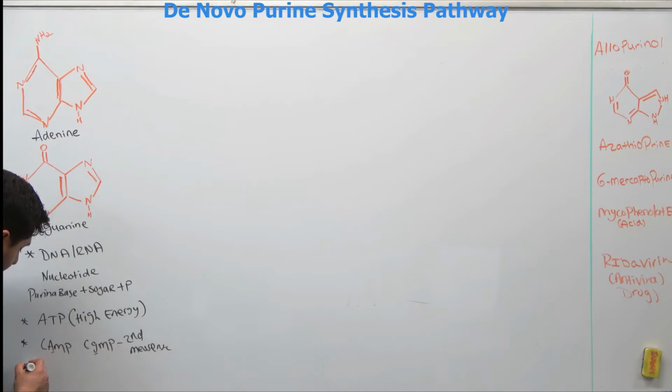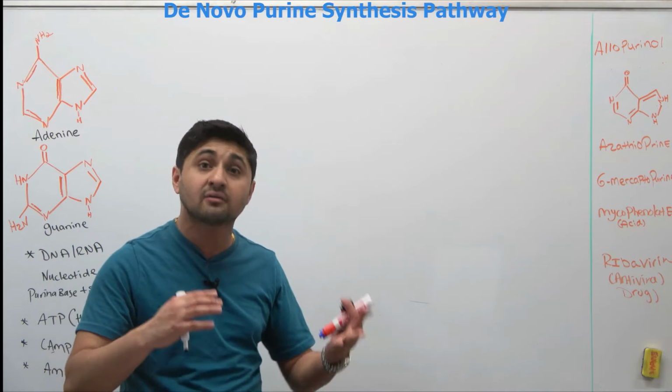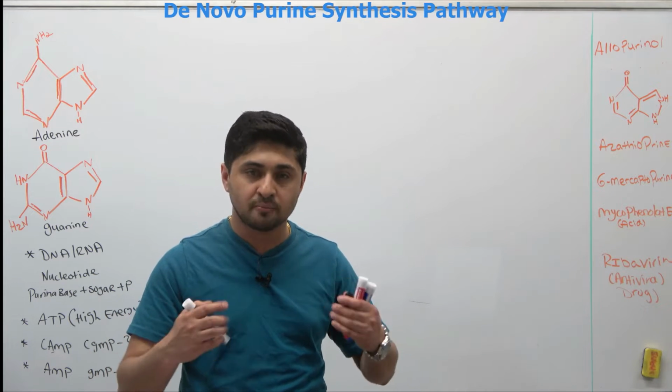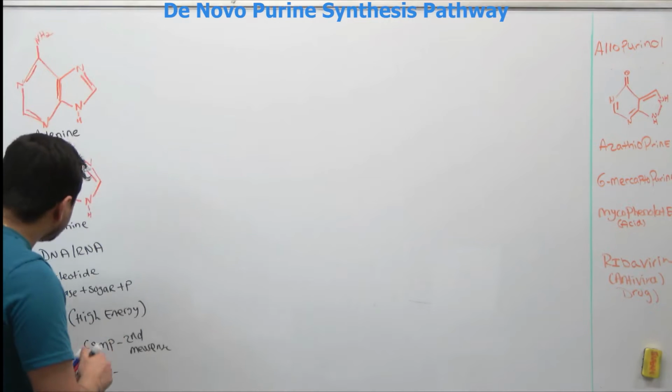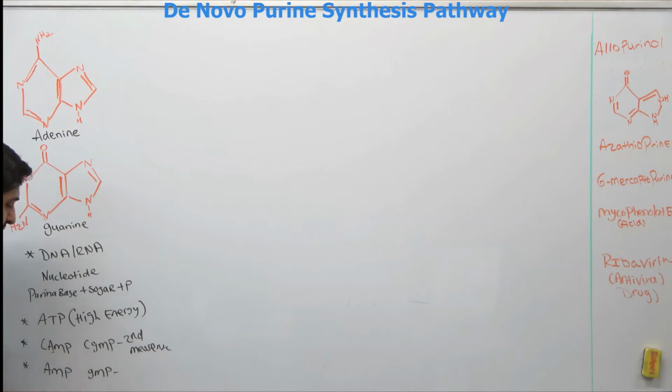Not only this, we use this in other areas too. For example, if I mention just AMP, or just GMP, they can also be used for different enzymes. They can allosterically regulate different enzymes to do their functions. So these are the general functions of why you need adenine and guanine.